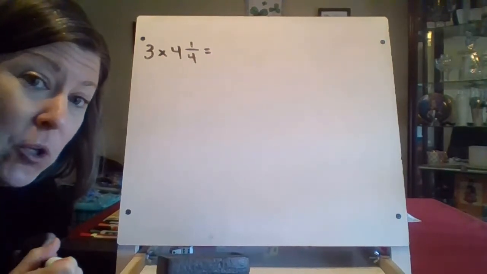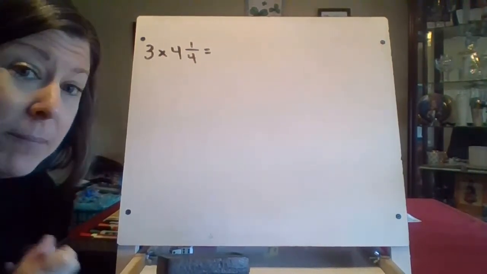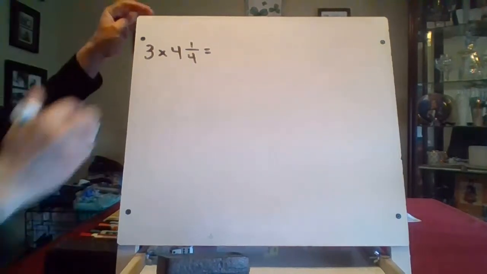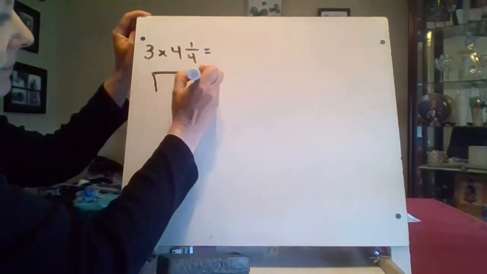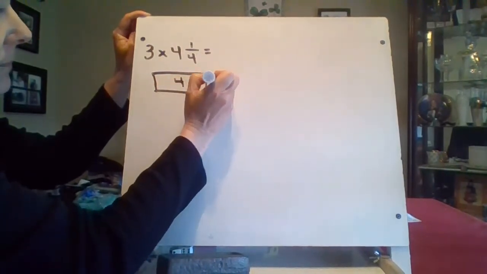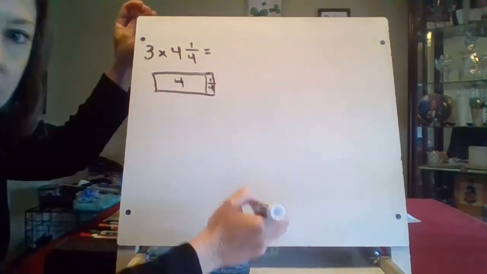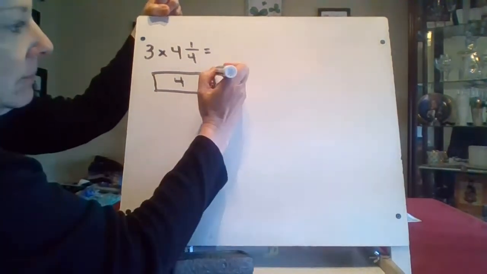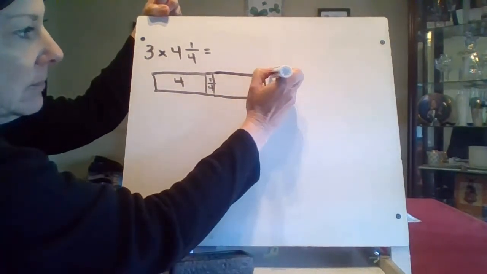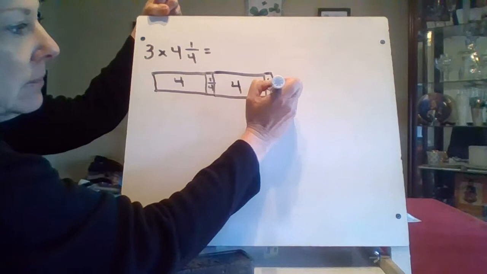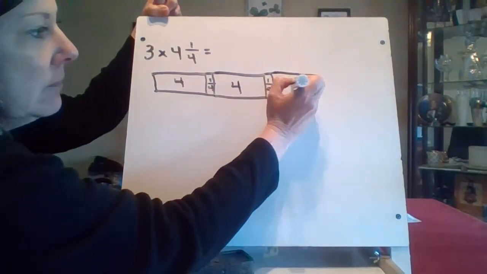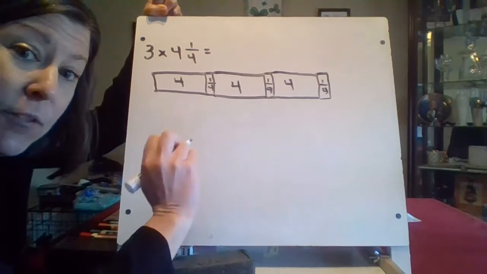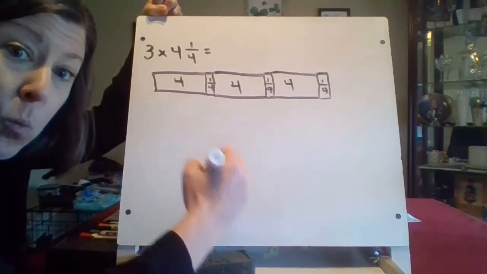Let's try another one of those. So now I'm going to try the example 3 times 4 and 1/4. That means I have 3 of the 4 and 1/4. So if I were going to make a tape diagram, I start with 4 and 1/4. However, I need 3 of them. So you can clearly see that I have 3 of the 4s and I have 3 of the 1/4.